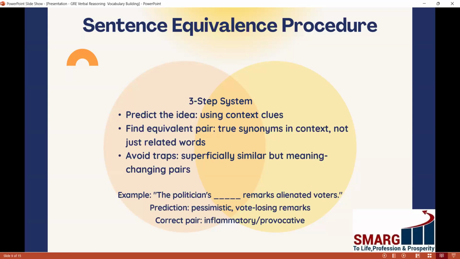Clear? Sentence equivalence? Yeah. Sorry to interrupt you, I just had a doubt. In the prediction, you figured out the essence of the word that you need to put in here, right? But if we go that way, let's say I figured out that the essence here is pessimistic, then pessimistic remarks often also create agitation among people. But then inflammatory or provocative also means agitation, right? So how do I decide between the prediction and the correct pair there?